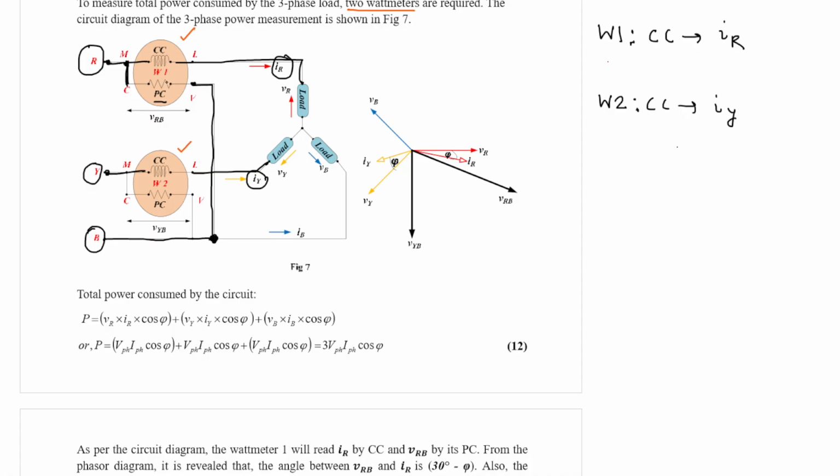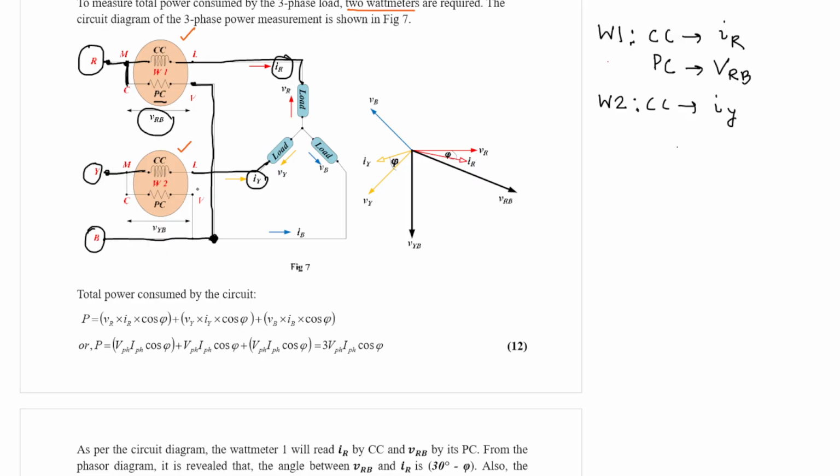So basically the pressure coil of wattmeter 1, or potential coil of wattmeter 1, measures the voltage which is nothing but VRB. So the pressure coil of wattmeter 1 measures nothing but the voltage VRB because it is connected across R and B supply.